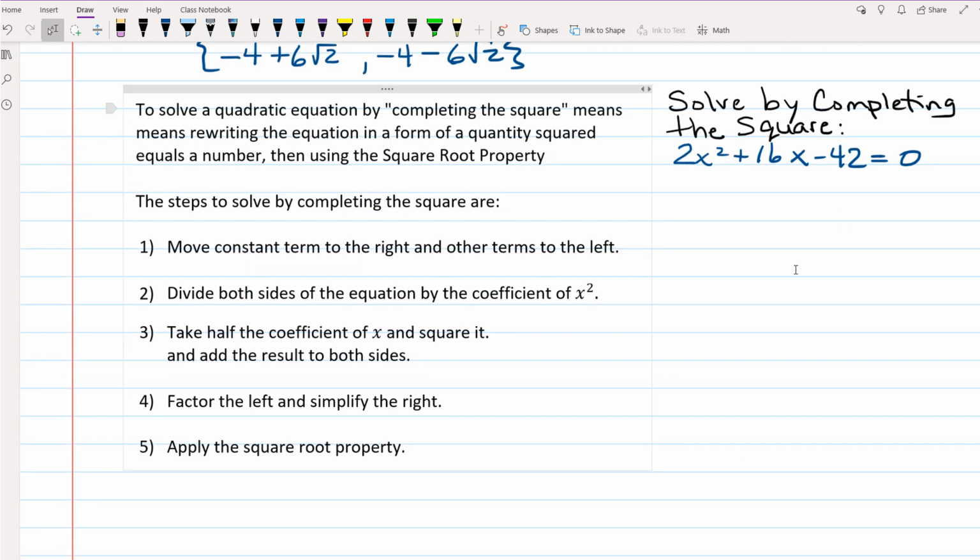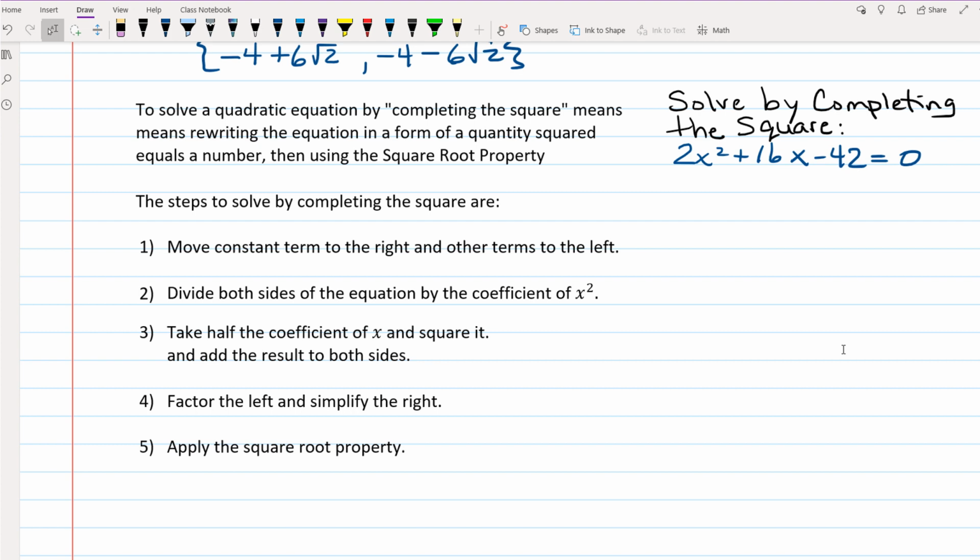So to solve a quadratic equation by completing the square means rewriting the equation in the form of a quantity squared equals a number, then using the square root property. The steps to solve by completing the square are: 1. Move the constant term to the right and the other terms to the left.